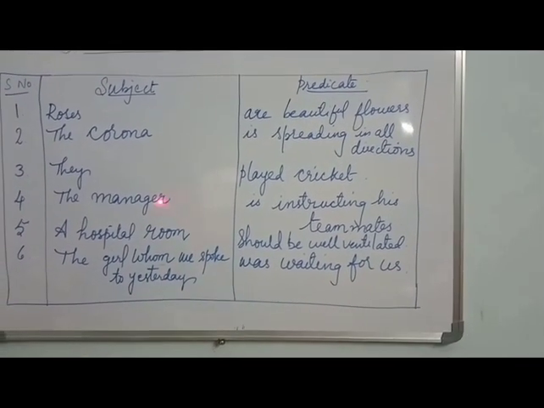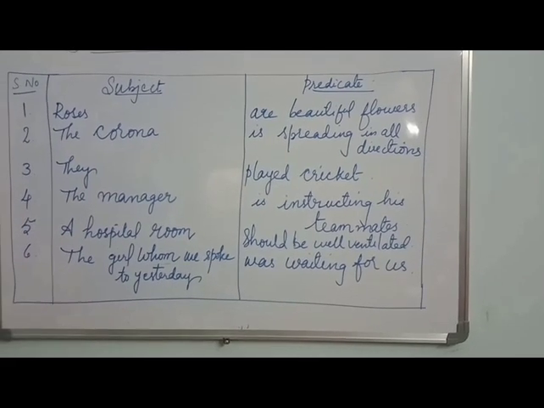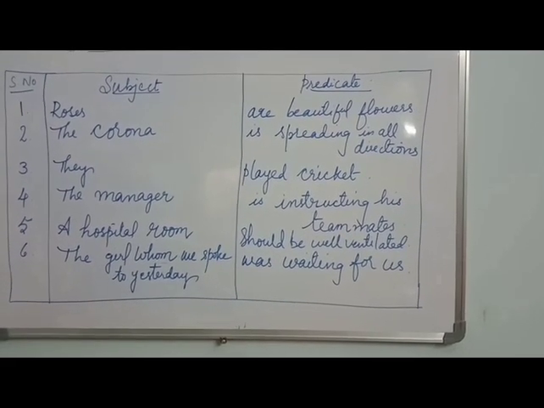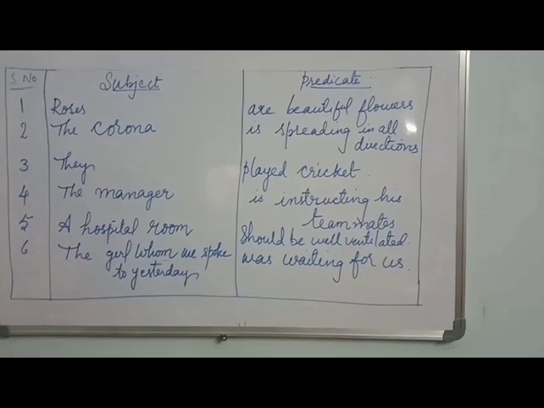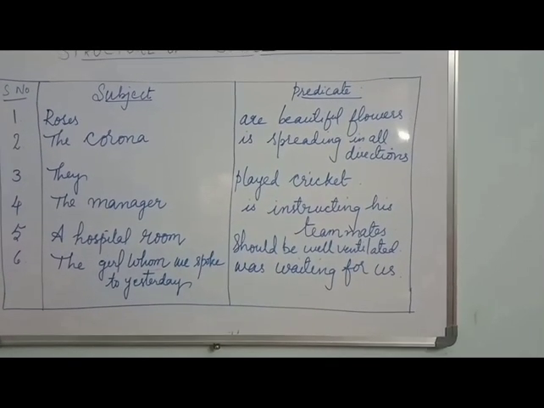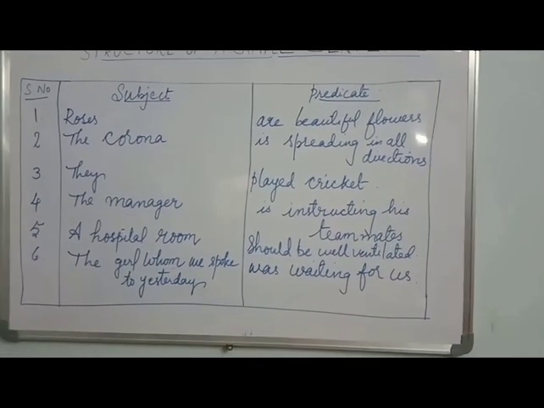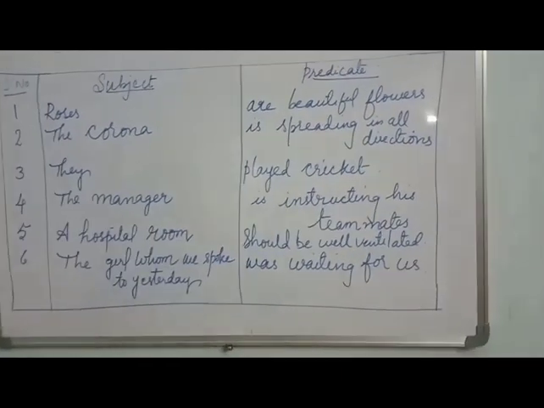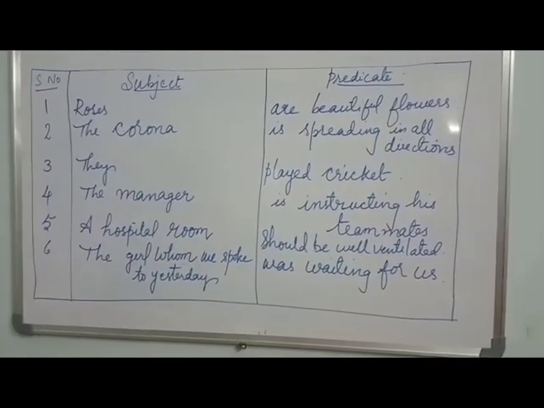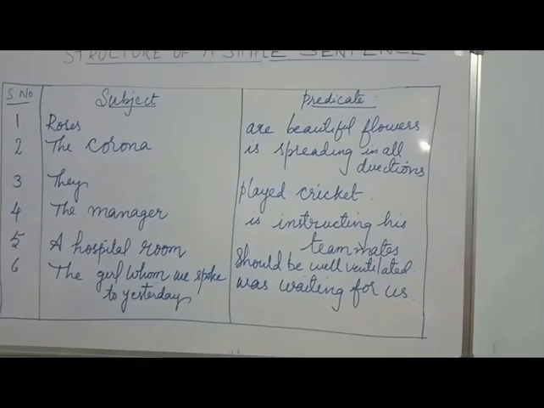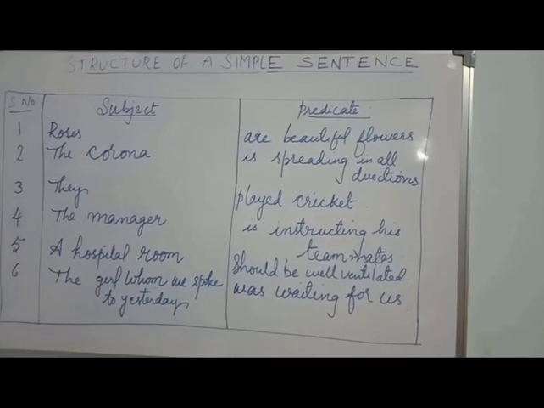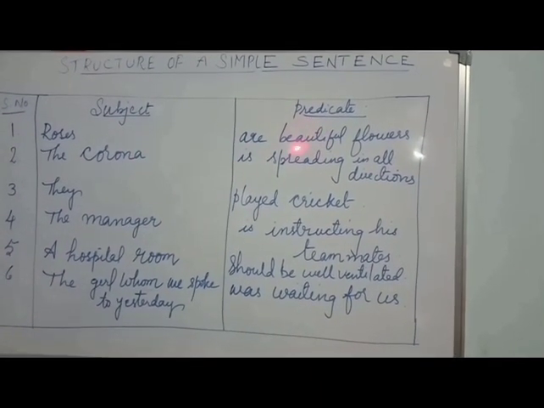So these helpers, they can be adjectives, they can be articles, they can be clauses, they can be phrases, and they can be even infinitives, that is to plus a verb, which also sometimes can function. They can be gerunds. So we will discuss this in later examples. And these examples are just given for you to show what is the subject and what is the predicate.